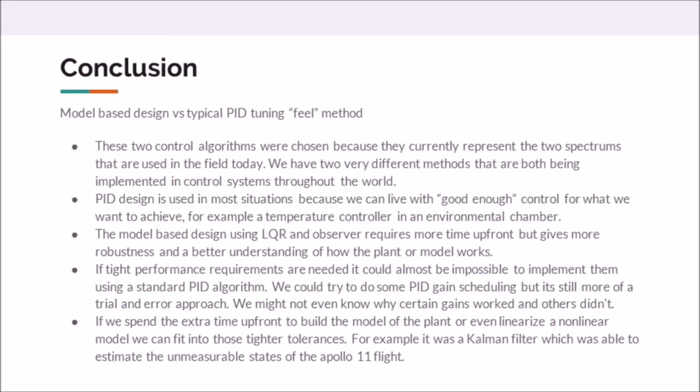On the other hand, a PID controller can be used for most typical situations to solve an immediate purpose that requires less focus and less money. In terms of performance objective, meeting a very specific performance could be almost impossible to implement using a PID algorithm. PID is more of a trial and error approach, and sometimes certain gains do work and sometimes they don't.